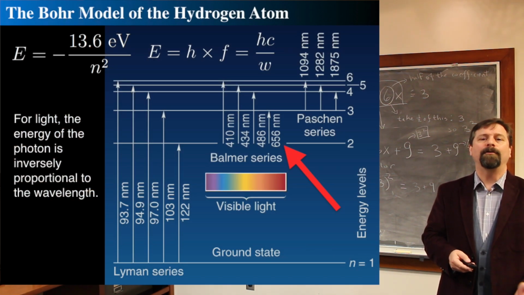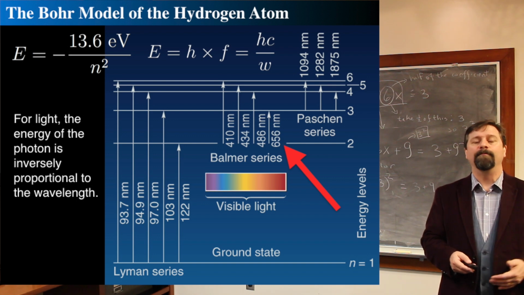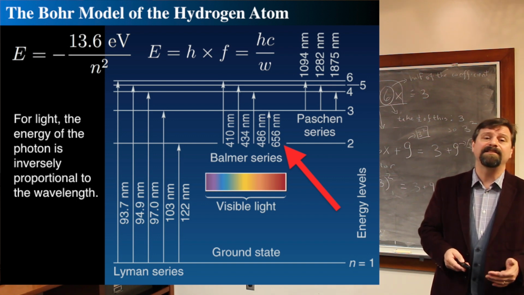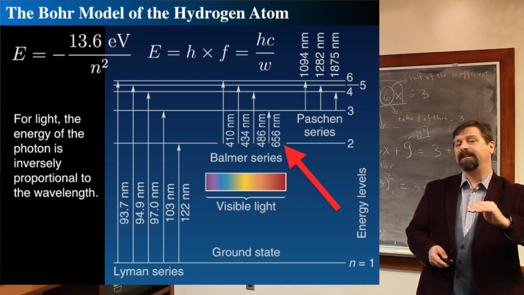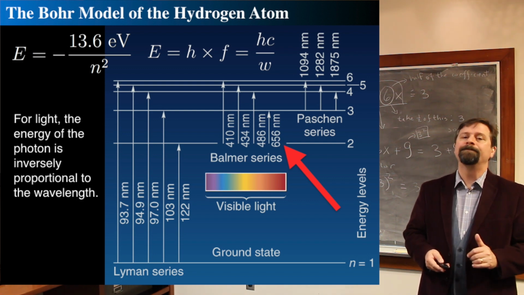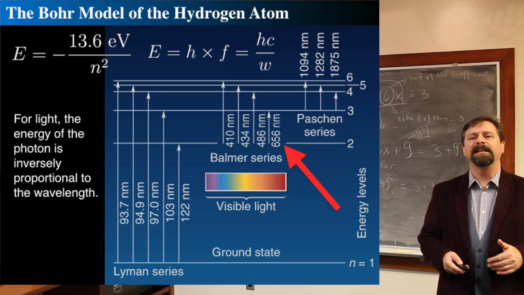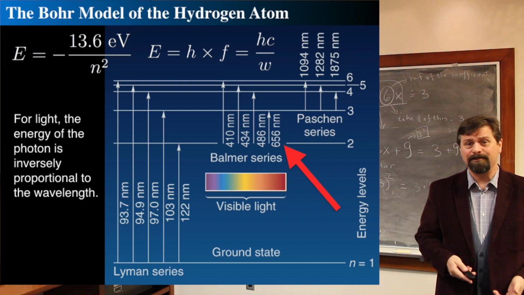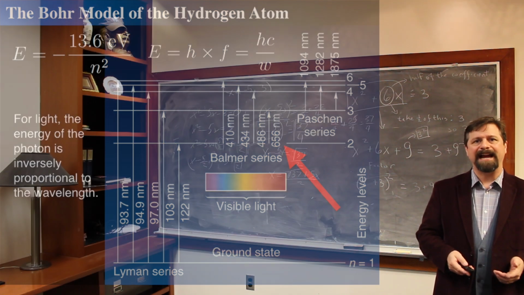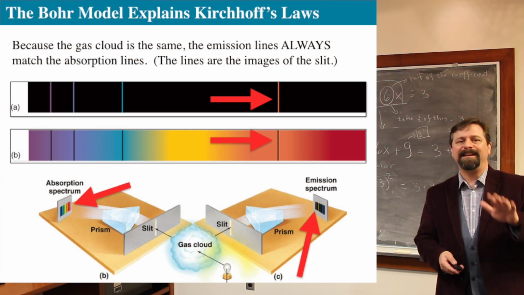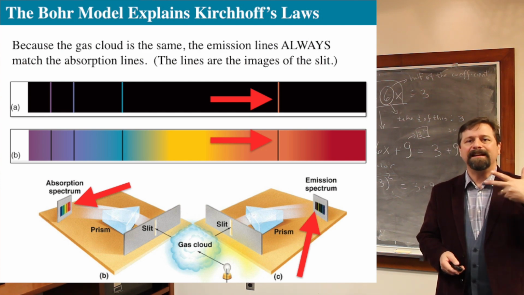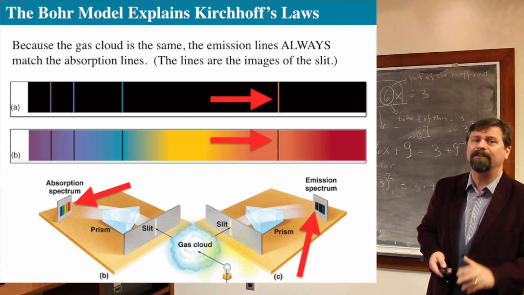from the Lyman series in the ultraviolet showing the transitions up and down, the Balmer series in the visible light showing transitions up and down, the Paschen series, which is in the infrared, which ends at level 3, n equals 3. And then we can explain all of Kirchhoff's laws using the Bohr model of the atom.